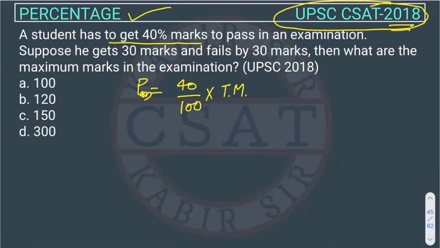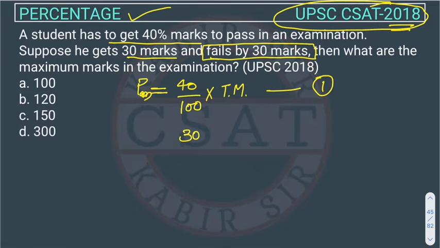40%. So if he wants to pass, he has to get 40% marks. I hope you get this equation, right? Suppose he gets 30 marks. Now that student got how much marks? 30, right? And fails by 30 marks.